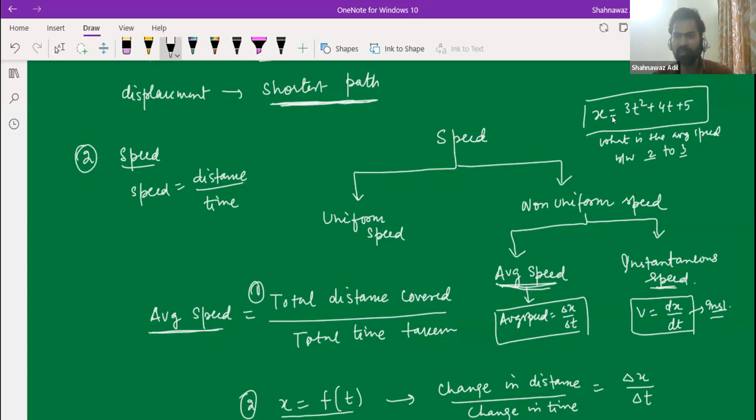So can you guys calculate the average speed for me? Please calculate the average speed for this part. What would be the average speed? Please calculate that and tell me what you guys are getting. I will just quickly go through these and then I'll talk about important results, right? So this is the question. The distance is given in this form, and I'm asking what is the average speed between 2 to 3?